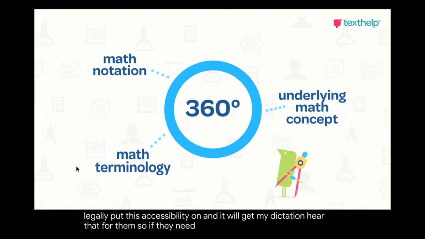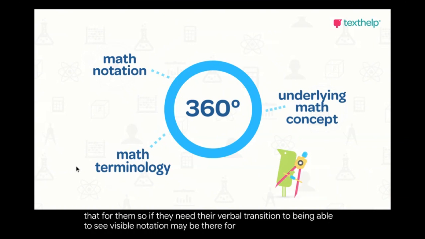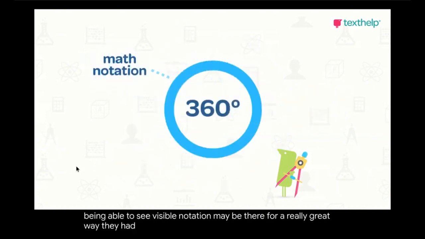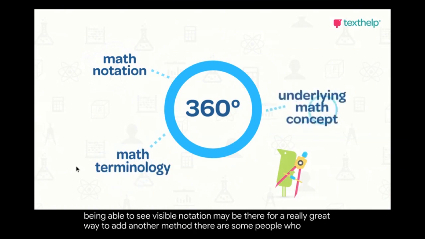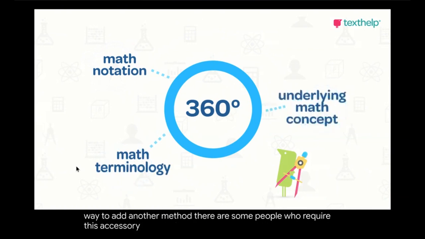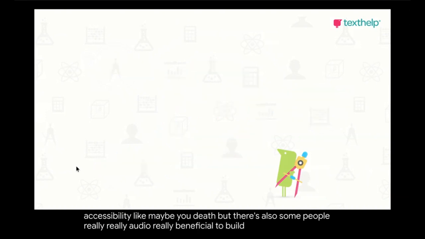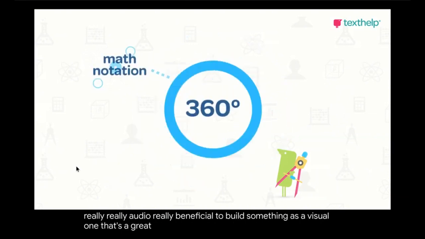So if they need that verbal transition to visible notation, maybe they're deaf or hard of hearing, or maybe they just can't see or can't hear if it's a big classroom, it's a really great way to add that other method. There are some people who require this accessibility, like maybe you're deaf, but there are also some people it really augments. I'm a really audio learner. So for me to hear something and couple that with being able to see it is really beneficial. And to be able to read something as a visual learner, that's a great component as well.